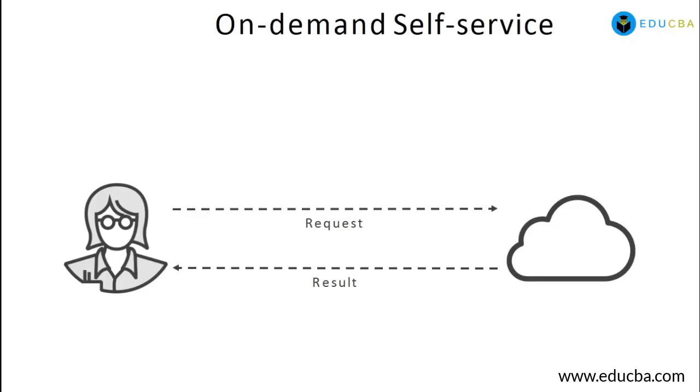It may be a virtual machine, a virtual network, a storage space, applications, anything that you want. You can provision them as and when you need. So that is what is called on-demand self-service.